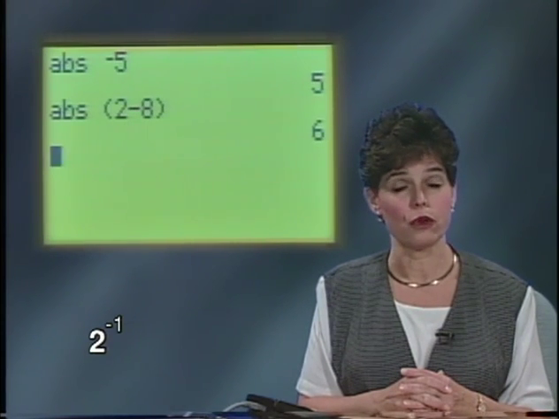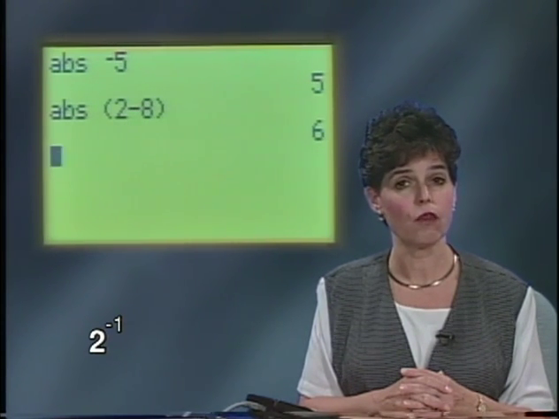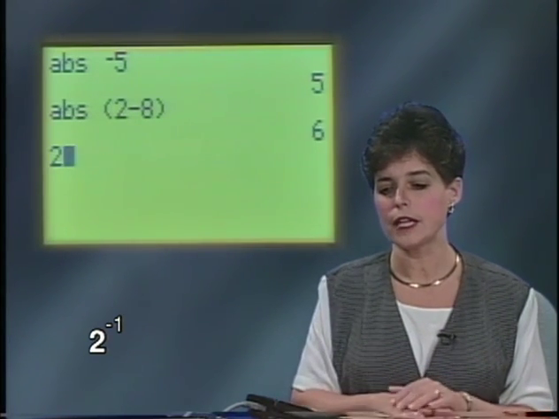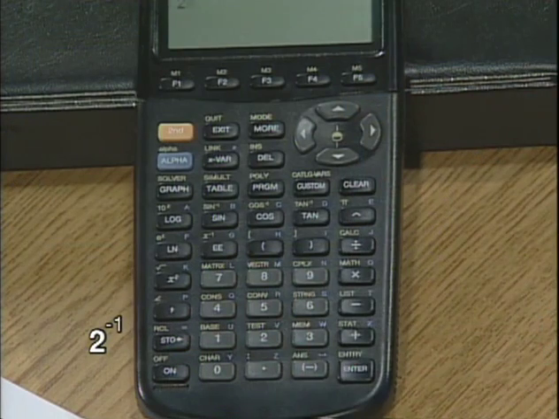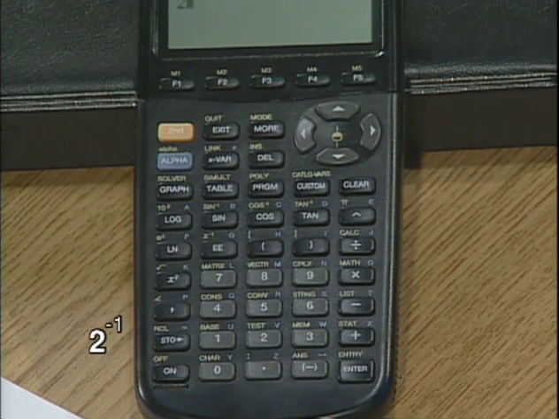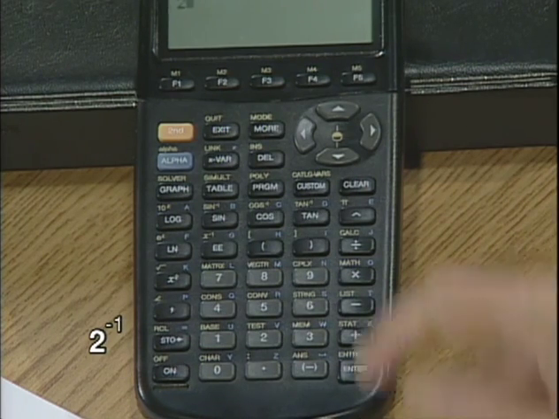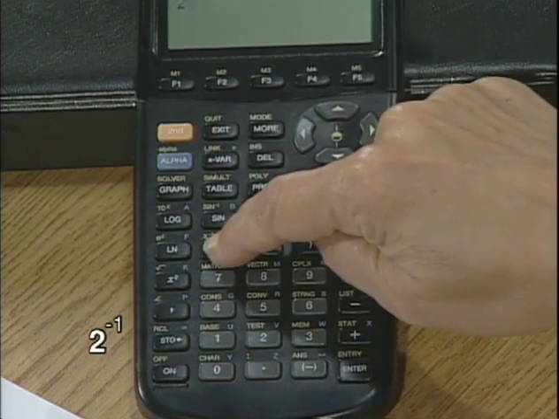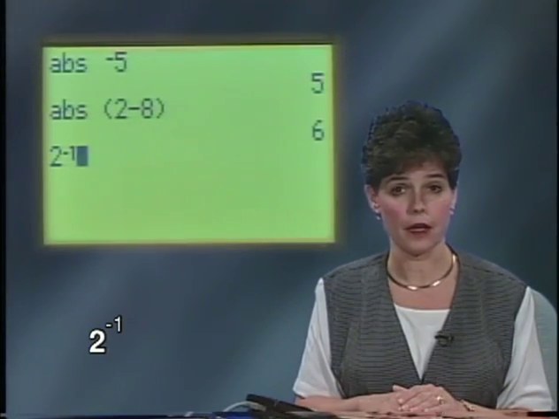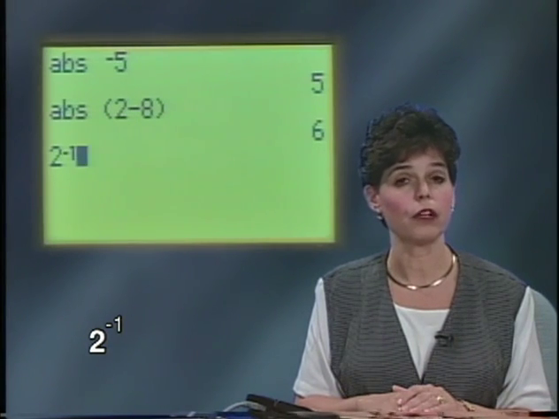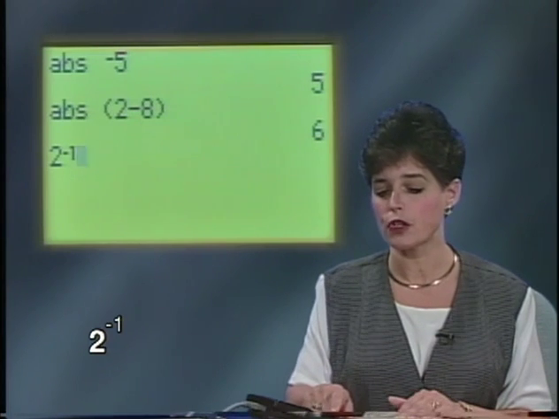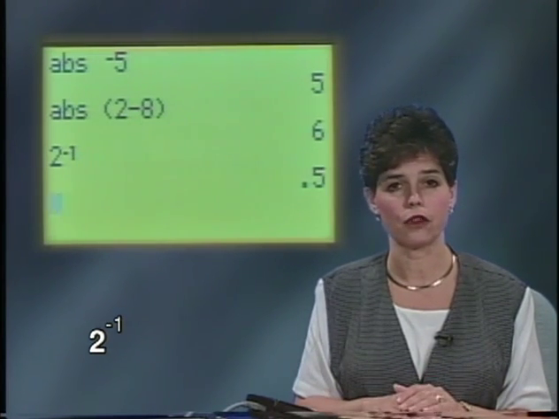Now I would like to do 2 to the -1 power. Press your number 2, and let's take a look at this keyboard. Up above the double E, you will see x to the -1. This is the key that I'm going to get now. So do second x to the -1, and remember from your past studies in math that 2 to the -1 means 1 over 2 to the first power, or 1/2. So press enter and get the 1/2.